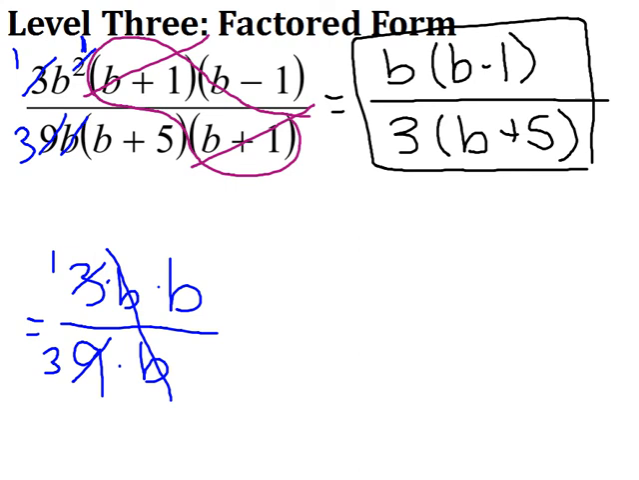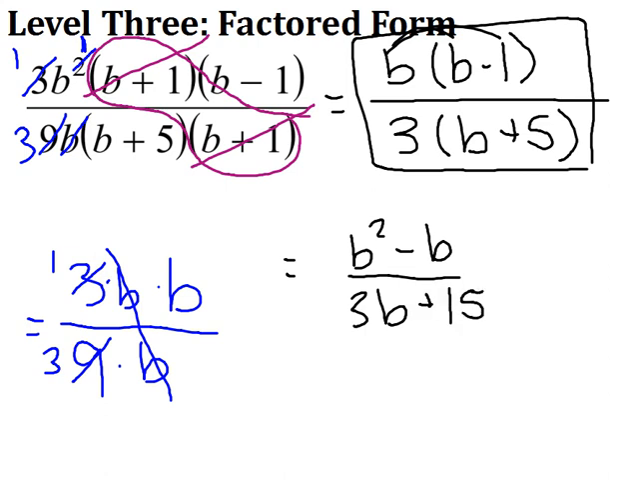It is completely acceptable to leave it in this form. If you wanted to be a little extra and put it back in standard form, we would have b squared minus b over 3b plus 15. It is not really necessary to go this extra step. The first solution in the box is acceptable, but you could see it either way.